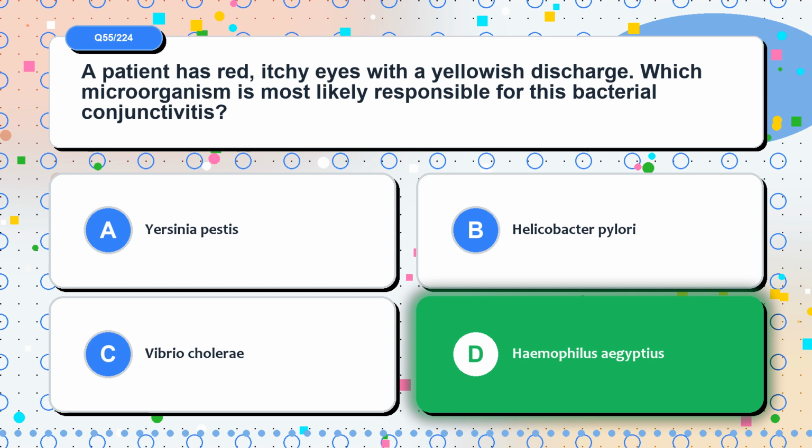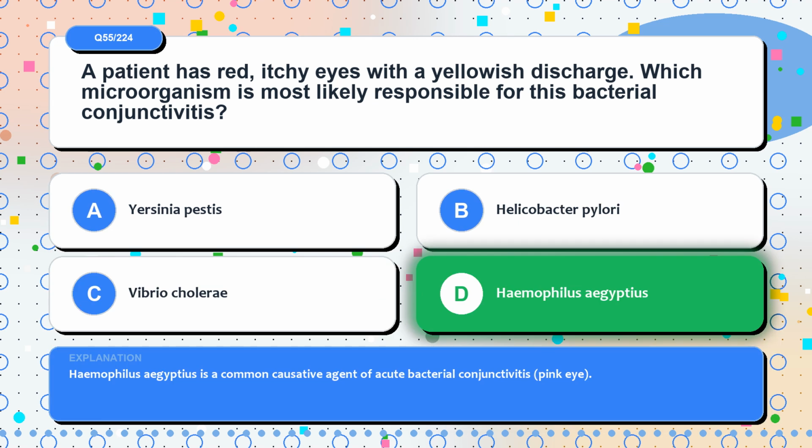Haemophilus aegyptius is a common causative agent of acute bacterial conjunctivitis, pink eye.